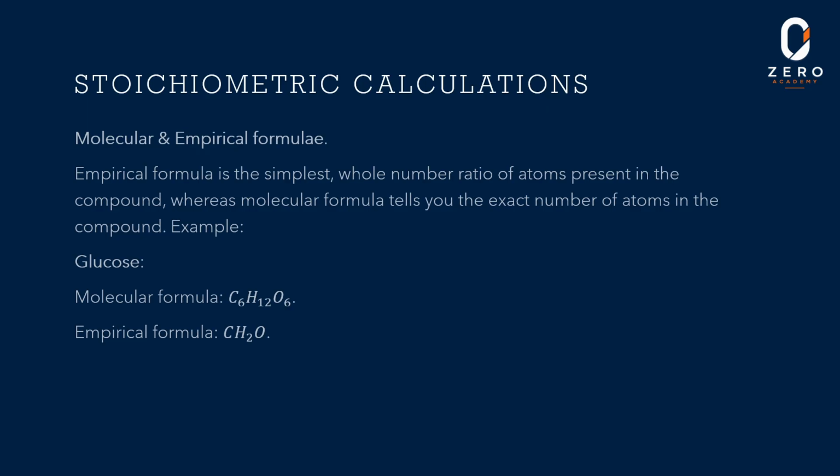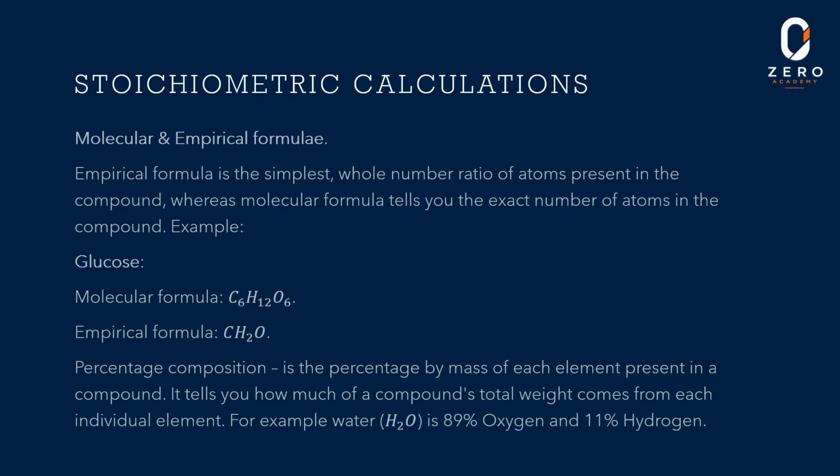Now let's define percentage composition. Percentage composition is the percentage by mass of each element present in a compound. It tells you how much of a compound's total weight comes from each individual element. For example, water is 89% oxygen and 11% hydrogen. That is because in the periodic table, oxygen has a higher molar mass than hydrogen, which is just 1. Oxygen is 16 if I'm not mistaken.